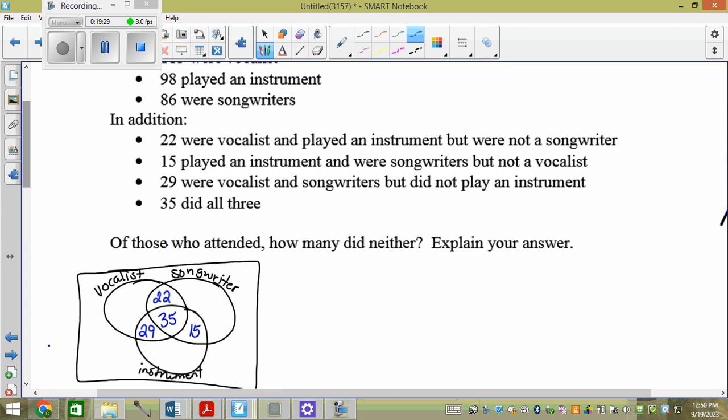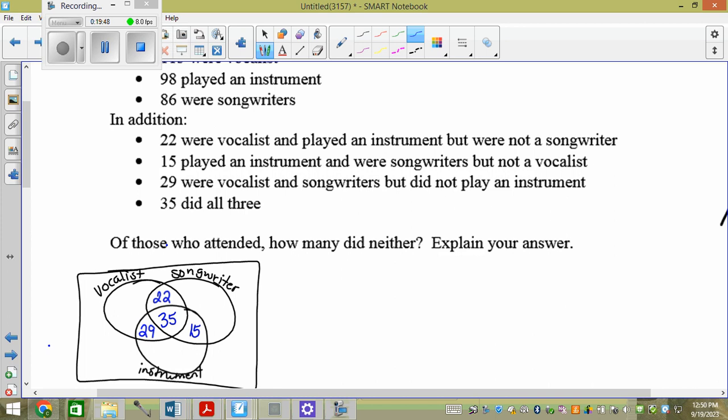So 86 were songwriters. So we do 86 minus the songwriter circle. 86 minus 22 minus 35 minus 15, and we get what? How many are songwriters only?